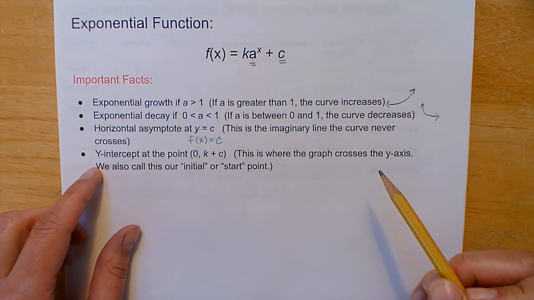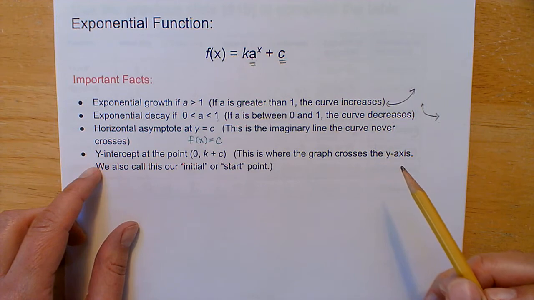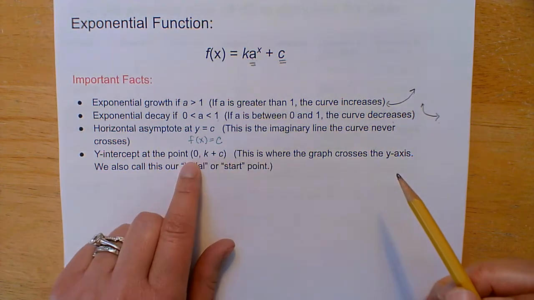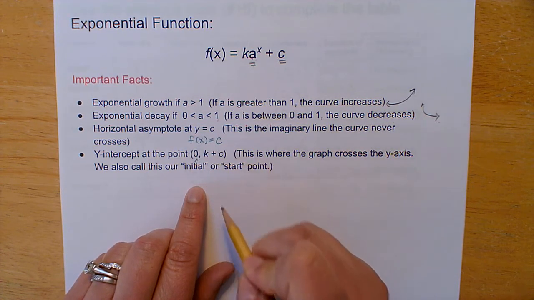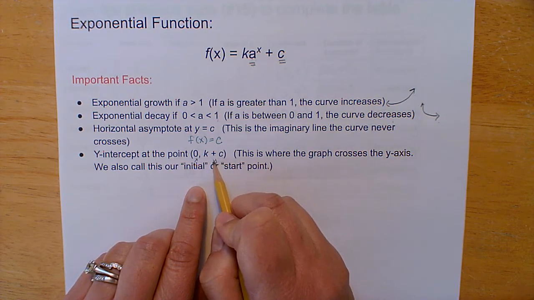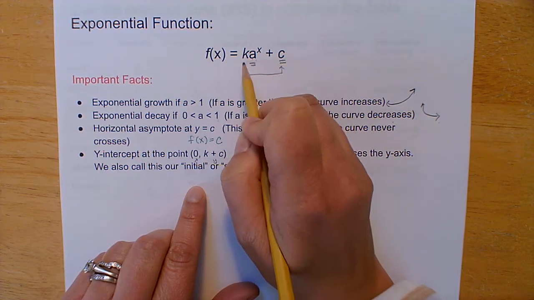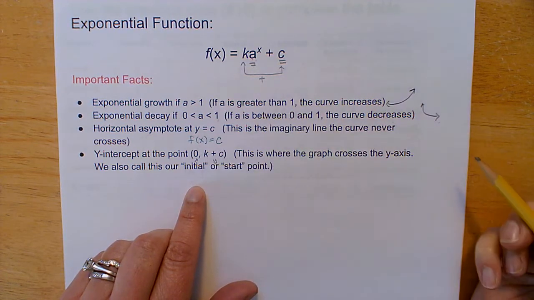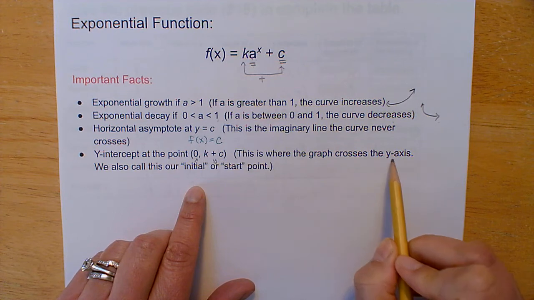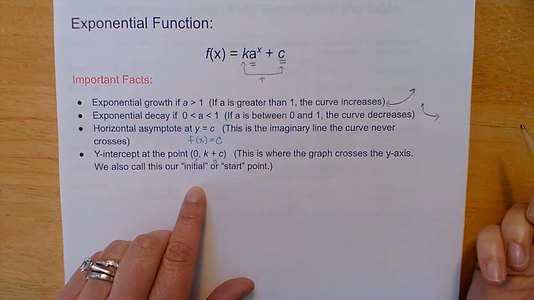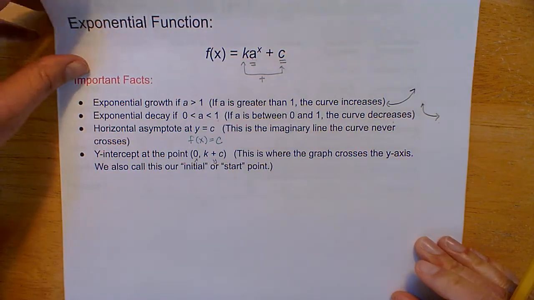And lastly, the y-intercept. And that's where it intercepts the y-axis. We're going to see the y-intercept happen at 0, which is your x value. Here's your x value is 0. Your y value is going to be adding together the k number and the c number. So when we add those together, it will give us our y-intercept. This is where the graph crosses the y-axis. We also call this our initial or start point. We're going to keep exploring this.